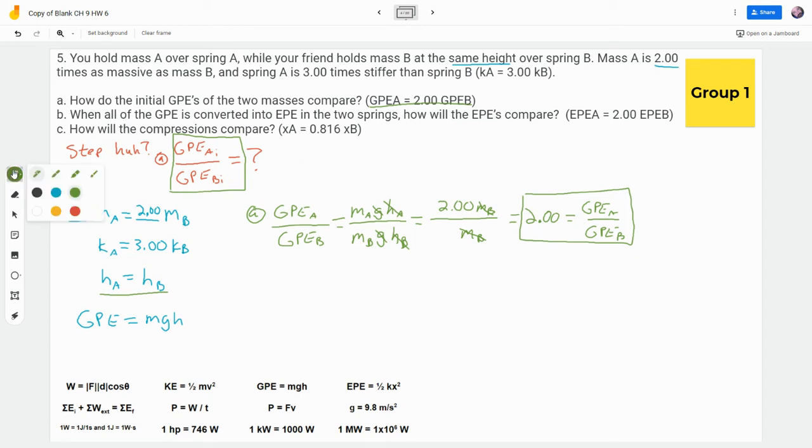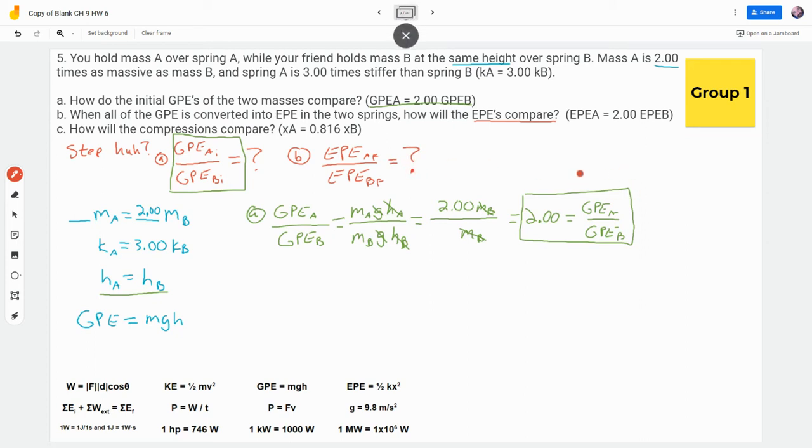Part B. What are we looking for in part B? When all of the GPE is converted into EPE in the two springs, how will their EPEs compare? So what we want is how do their EPEs compare? EPE of A, really this is EPE of A final, the after part of the situation, over EPE sub B final. And this will be equal to question mark.